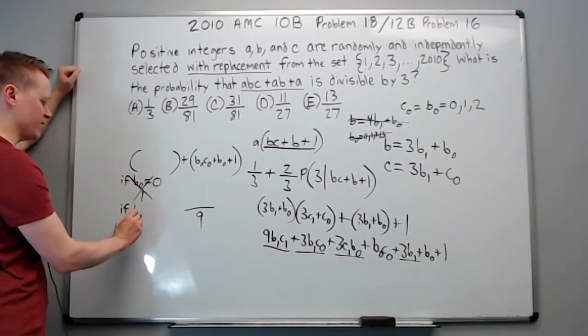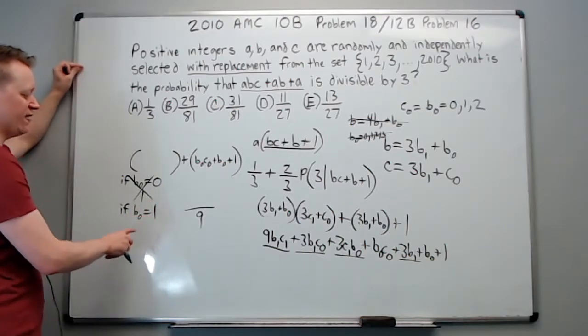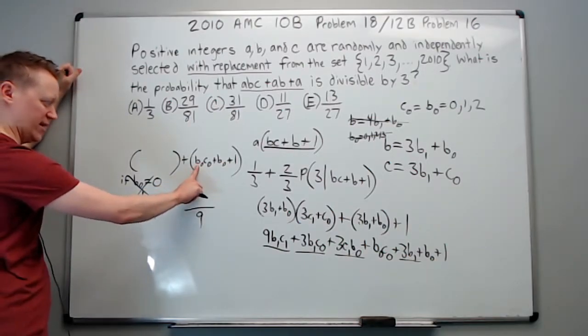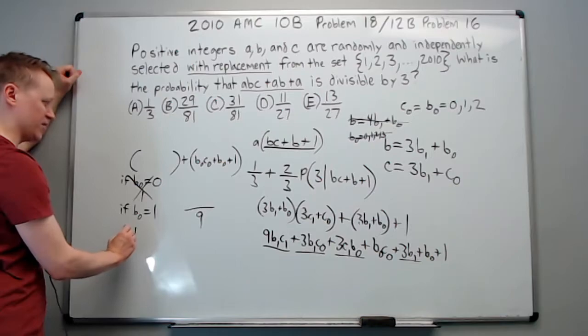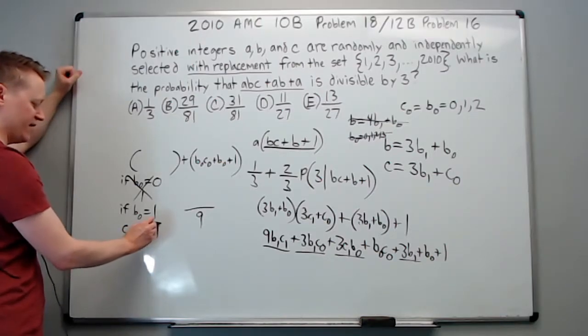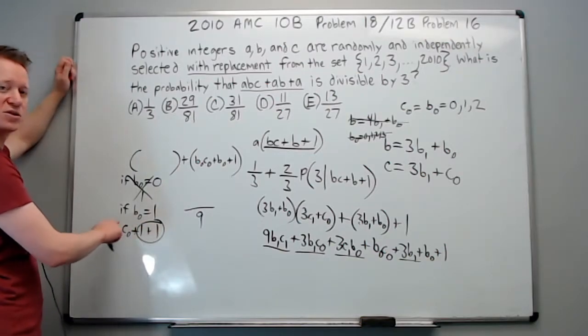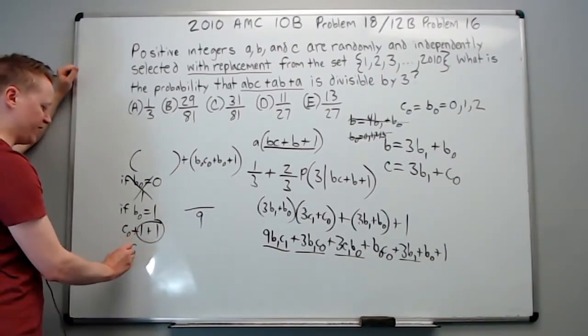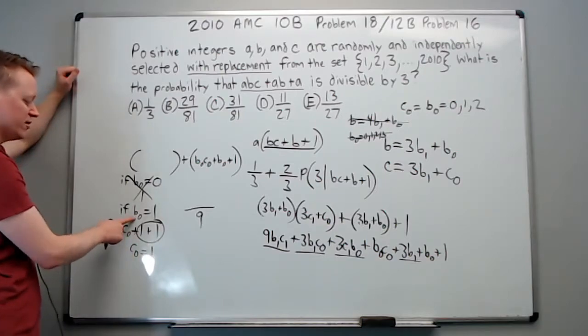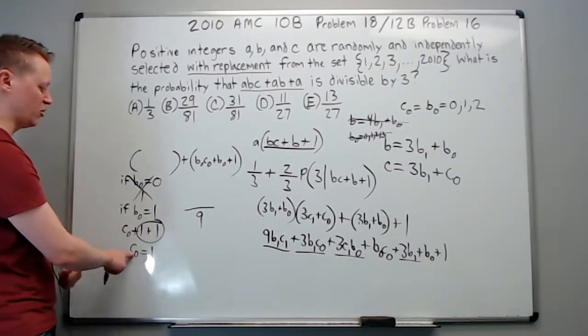What if b sub 0 is 1? If b sub 0 is 1, I put 1 in here, I'm going to get c sub 0 plus 1 plus 1. This is 2. I need this to be 1 in order for it to be a multiple of 3. So if b sub 0 is 1, it only works if c sub 0 is also 1.